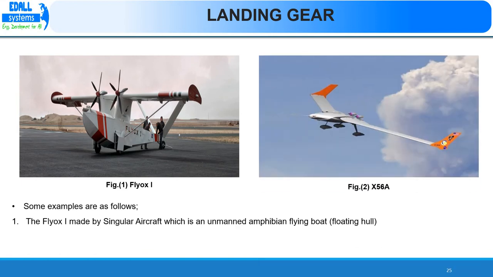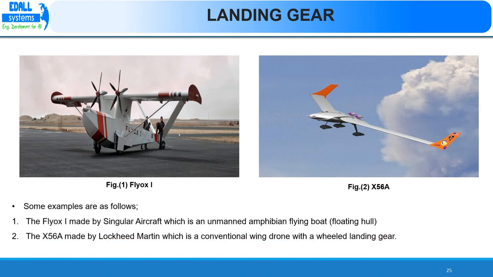Some examples are Flyox 1 made by Singular Aircraft, which is unmanned amphibian flying boat, and the second is X-56A made by Lockheed Martin, which is conventional wing drone with wheeled landing gear.